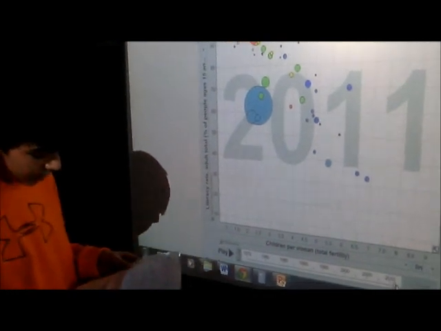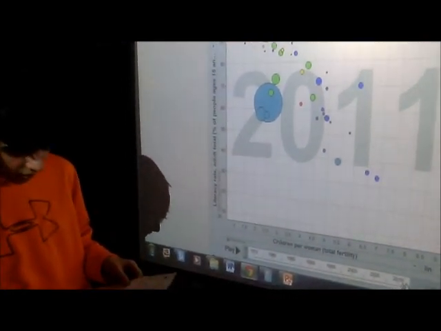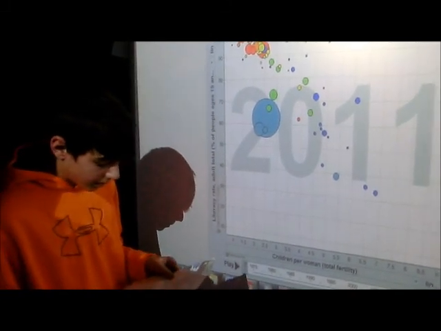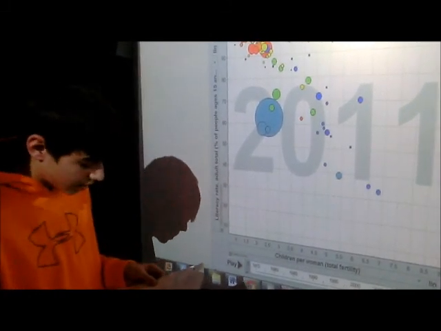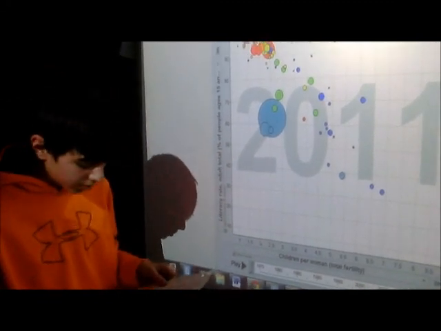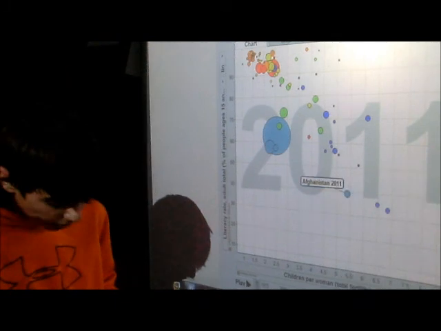Based on the trends we see, we predict that all countries will eventually have a high literacy rate and be having fewer children per woman, such as Afghanistan. It is making its way over to fewer children per woman and slowly making its way towards a better literacy rate.